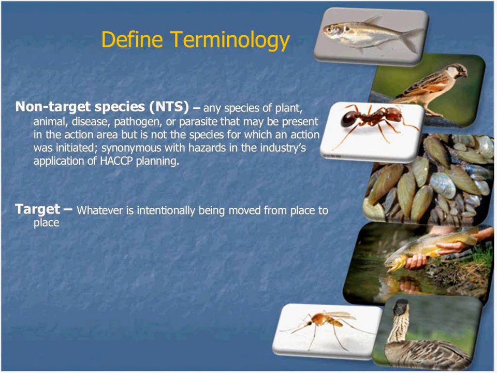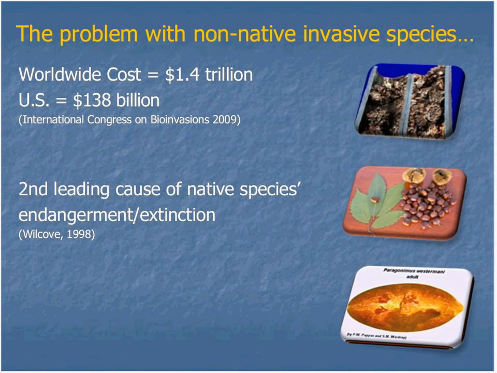That would be mud snails, for example, quagga and zebra mussels, and then a slew of invasive plant species. Those are just a few examples. So with invasive species, there's a worldwide cost of $1.4 trillion, as you can see. And in the U.S. alone, it's estimated that there's a $138 billion cost. And it's also the second leading cause of native species endangerment and extinction.